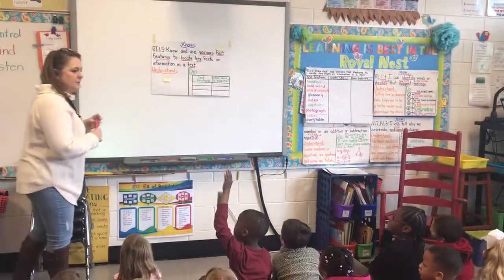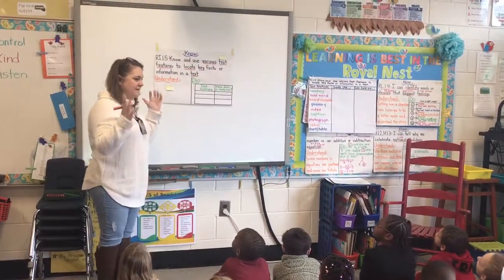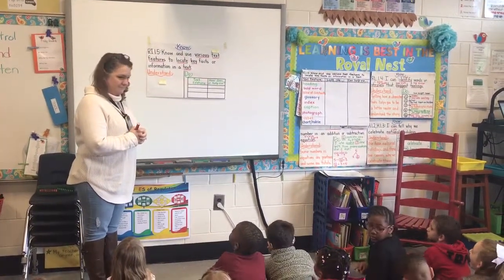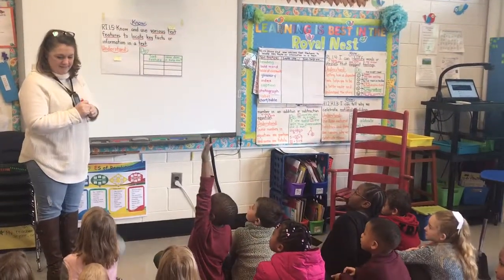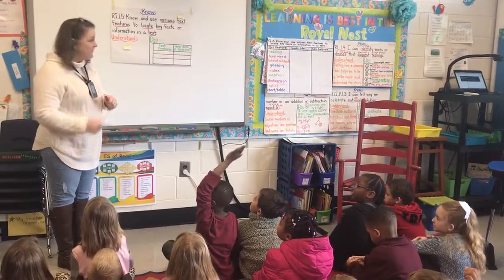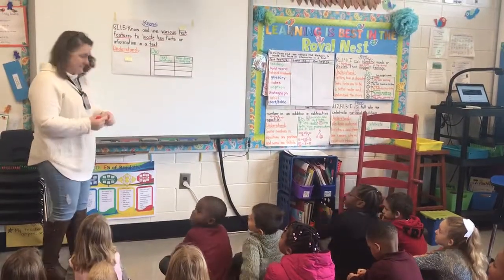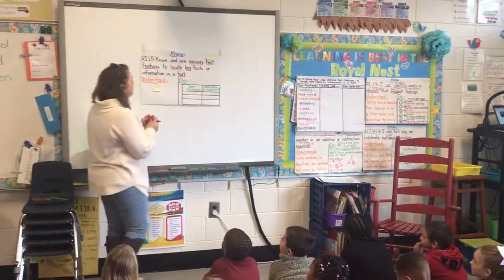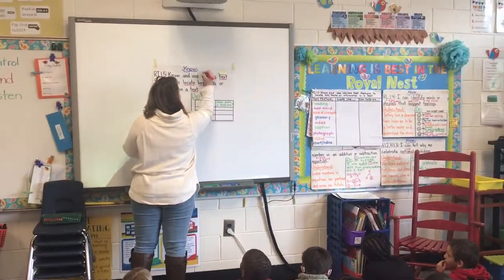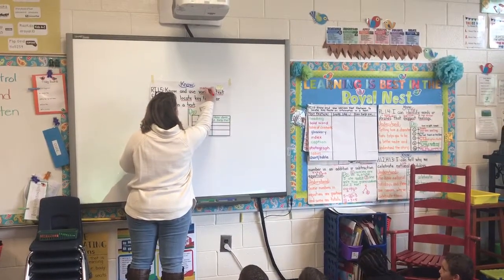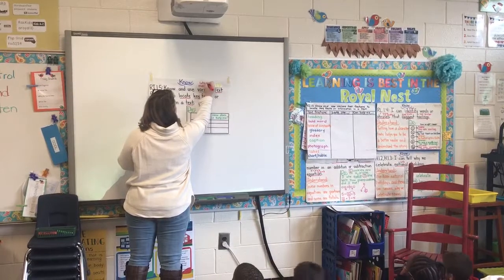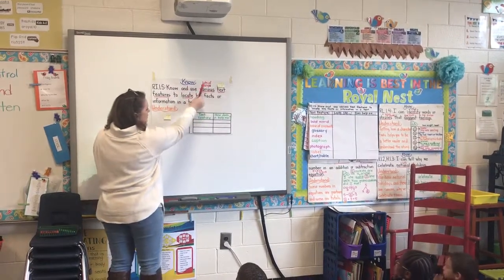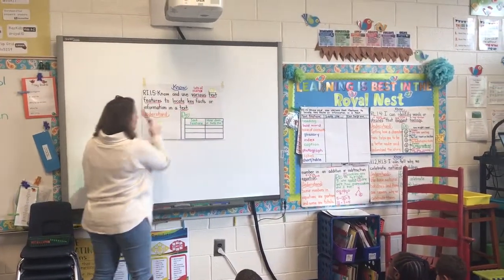Let me give you an example. I like various kinds of ice cream. What else? Different things? Lots of different kinds. Okay, so various means many or lots of. So, know and use many text features.